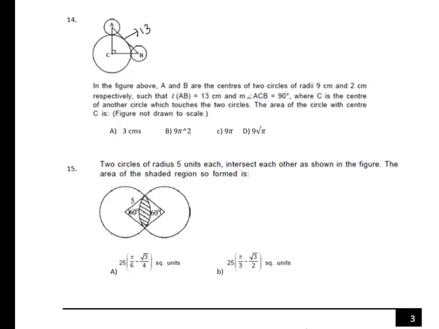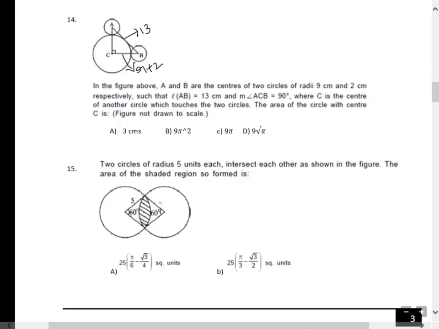Angle ACB equals 90 degrees, where C is the center of another circle touching the two circles. Find the area of the circle with center C. So you need to find the radius. How will you find it? Again, a right angle triangle is given. Hypotenuse square is equal to the sum of the squares of the remaining two sides. So it means CA square plus CB square. What is CB? 2 plus radius, so the radius is R. So this one is R plus 2.